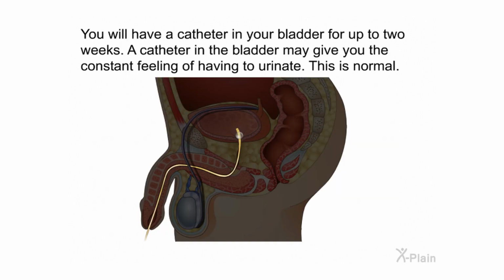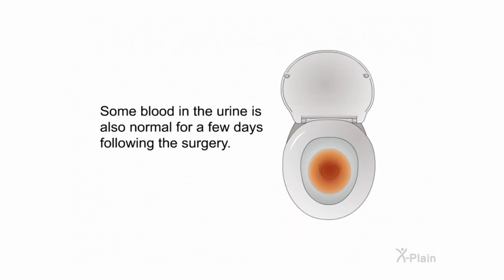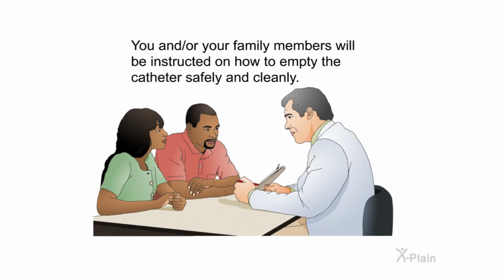You will have a catheter in your bladder for up to 2 weeks. A catheter in the bladder may give you the constant feeling of having to urinate. This is normal. Some blood in the urine is also normal for a few days following the surgery. You and/or your family members will be instructed on how to empty the catheter safely and cleanly.